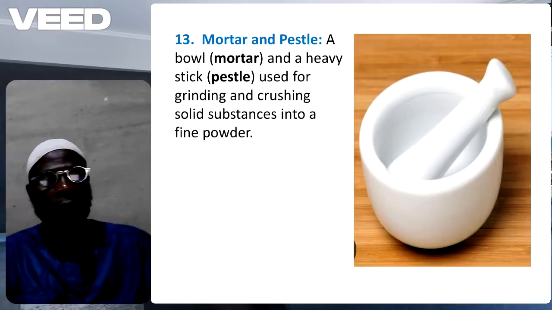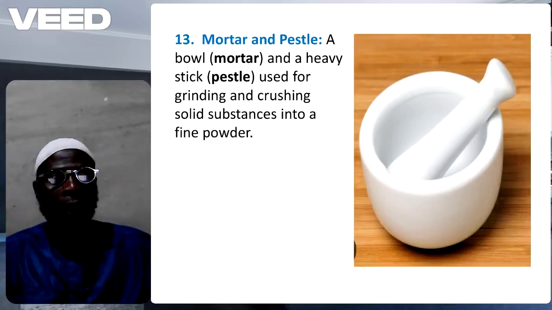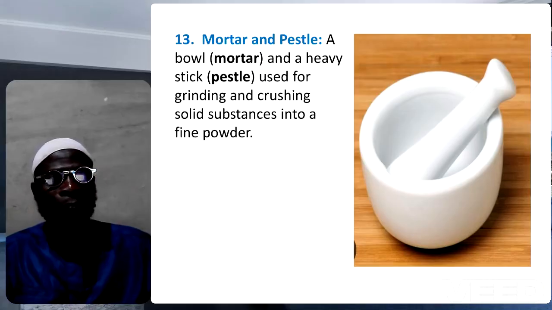And the last one here is a mortar and pestle. So as you see the name, Odo and ọmọ Odo. So if you look at the diagram as well, it is just like a mortar and a pestle. A mortar is a bowl and the pestle a heavy stick, used for grinding and crushing solid substances into a fine powder.